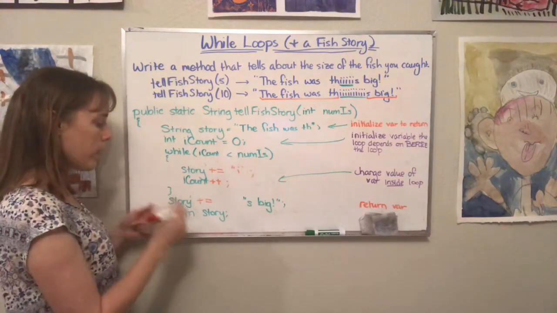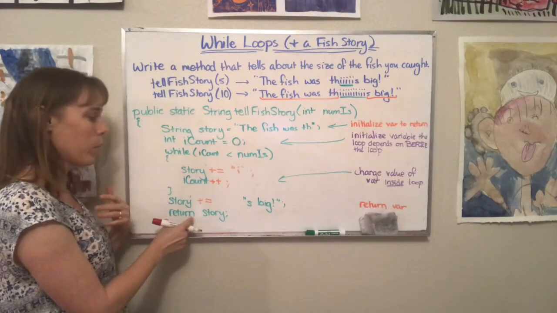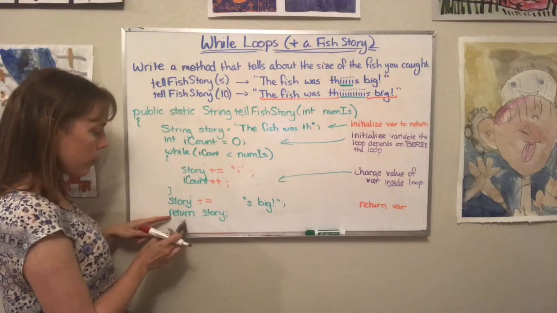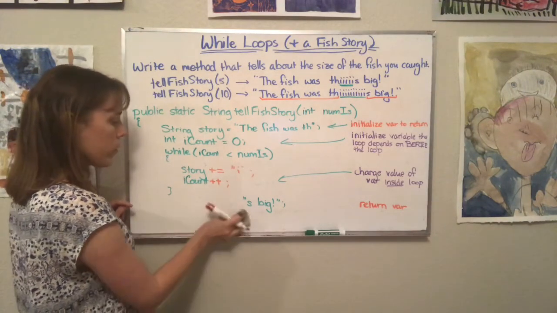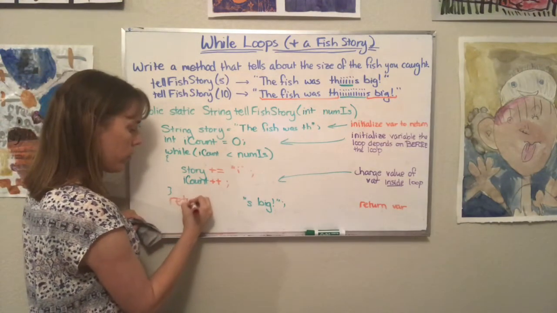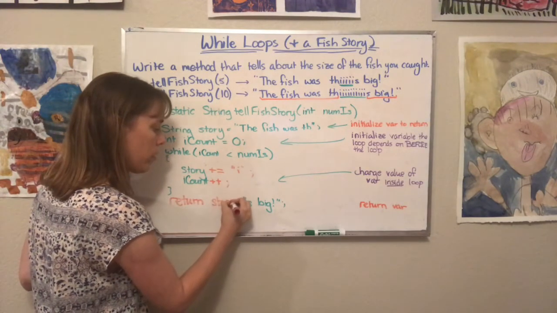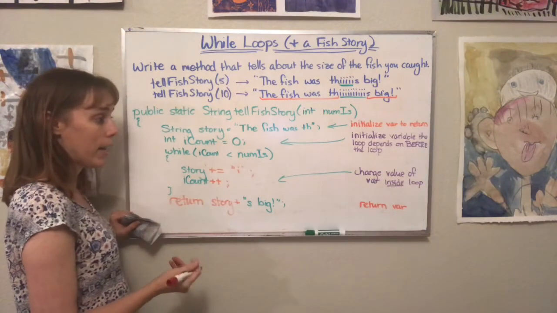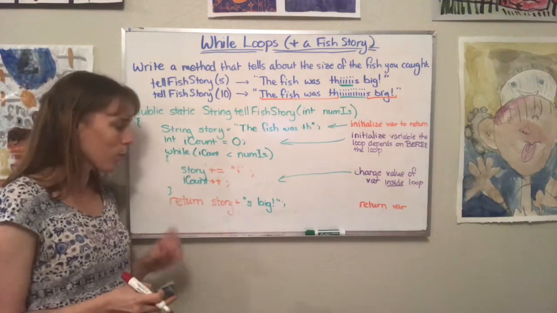Now, I can do something else. Return doesn't have to just return a variable, it could do some calculations on its line. So instead of returning story after I've fixed it, I can return right here. Return story plus this string, "s big". And that's exactly the same as what I had before, just a little shorter.